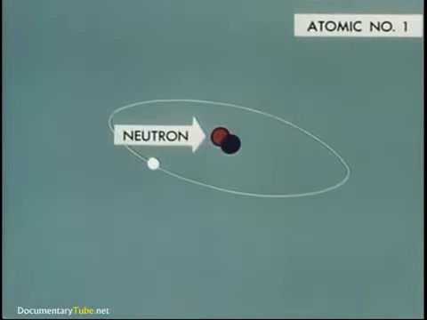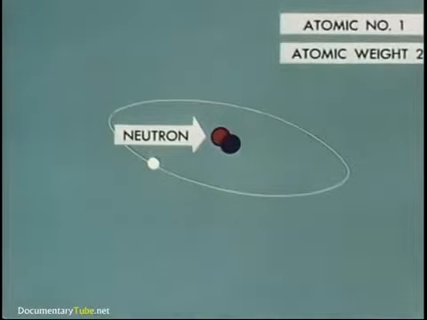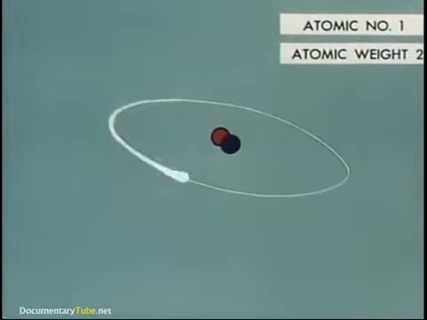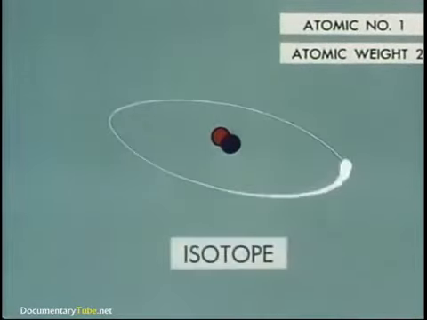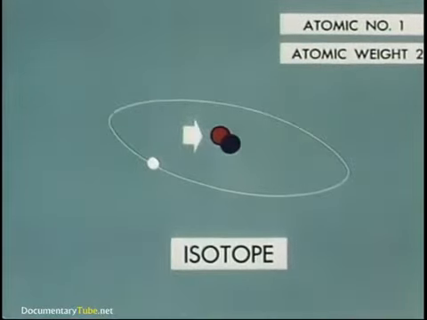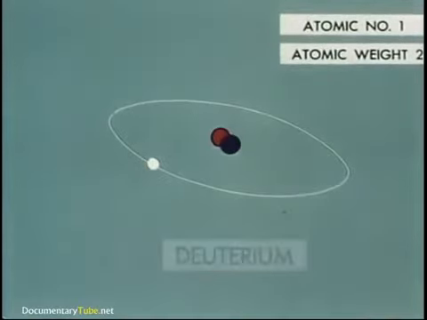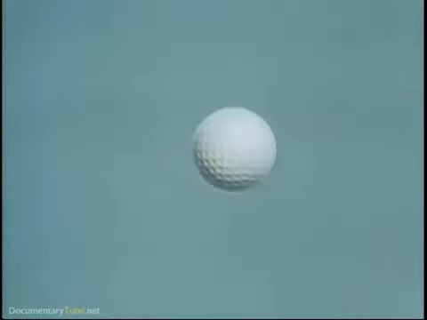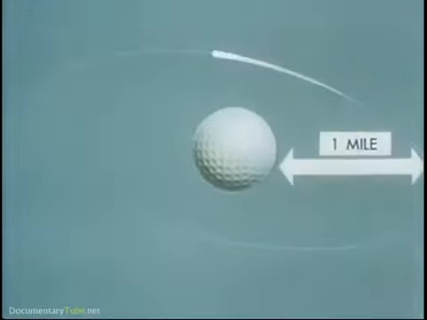It gives this form of hydrogen an atomic weight of 2, the sum of the protons and neutrons in the nucleus. Different forms of the same element, with different weights but carrying the same electrical charges and having identical chemical behavior, are known as isotopes. For example, adding this neutron to a standard atom of hydrogen would produce this isotope of hydrogen known as deuterium, our subject. If we could increase the size of the nucleus proton to that of a golf ball, the route of the electron would be about a mile away.